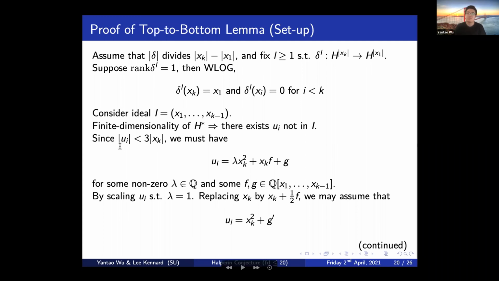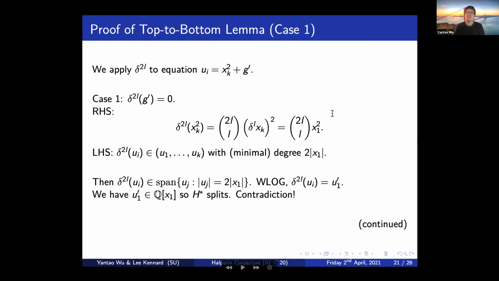Also, from the second assumption, we know that there's an upper bound on the degree. So the real I must look like that quadratic term plus xk times some term plus the g. And then we can do a change of basis, some scaling, and replace xk so that at the last, we have a very clear description: Ui must be xk squared plus another polynomial g prime. The g prime is a polynomial depending only on x1 through xk minus 1.